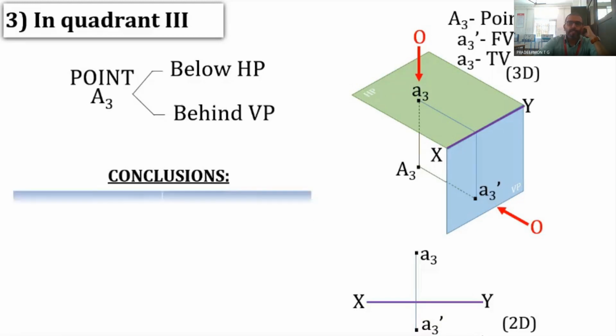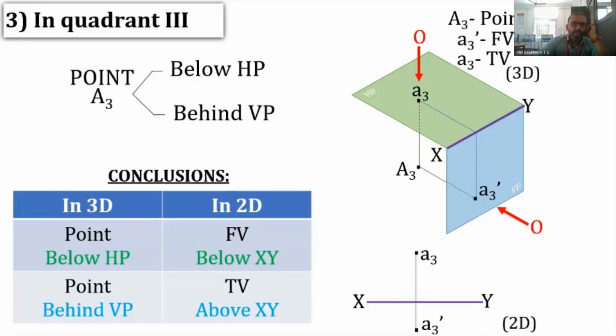Now the conclusions: if the point is below the HP, the front view will be below the XY line. So this is the condition; the front view is below the XY line. And if the point is behind VP, the top view will be above the XY line. So this is the top view. This is the condition when the point is lying in the third quadrant.